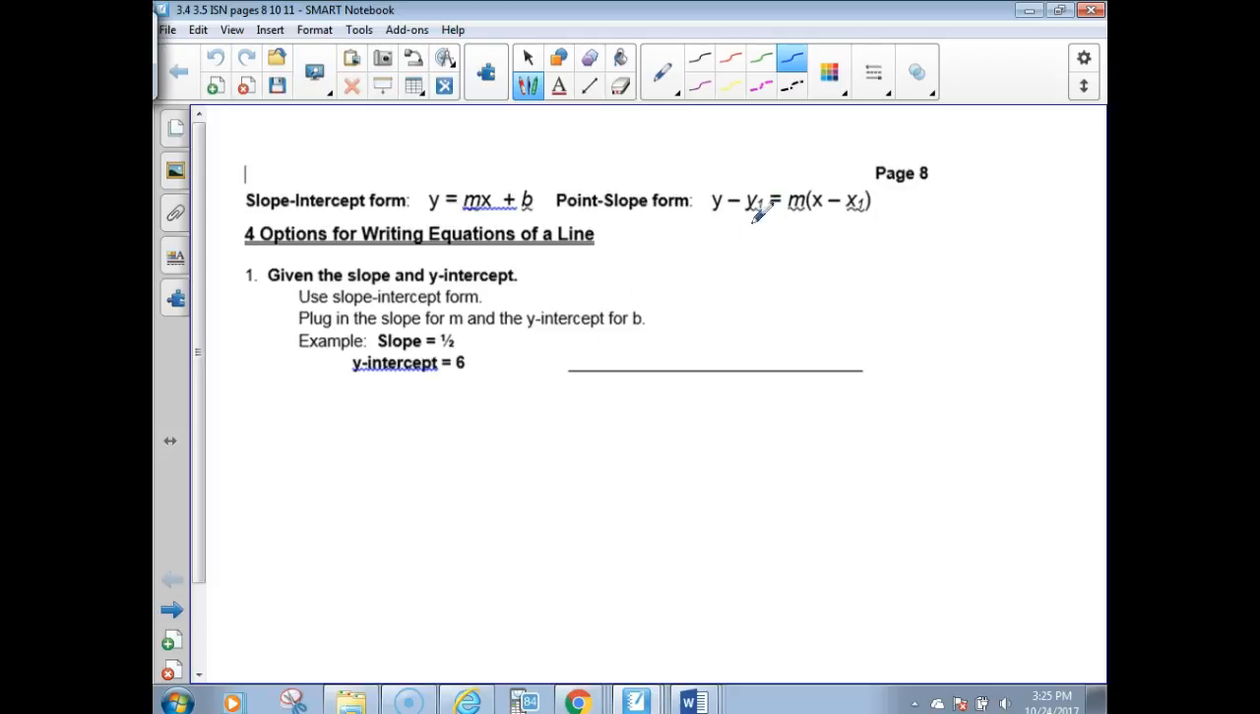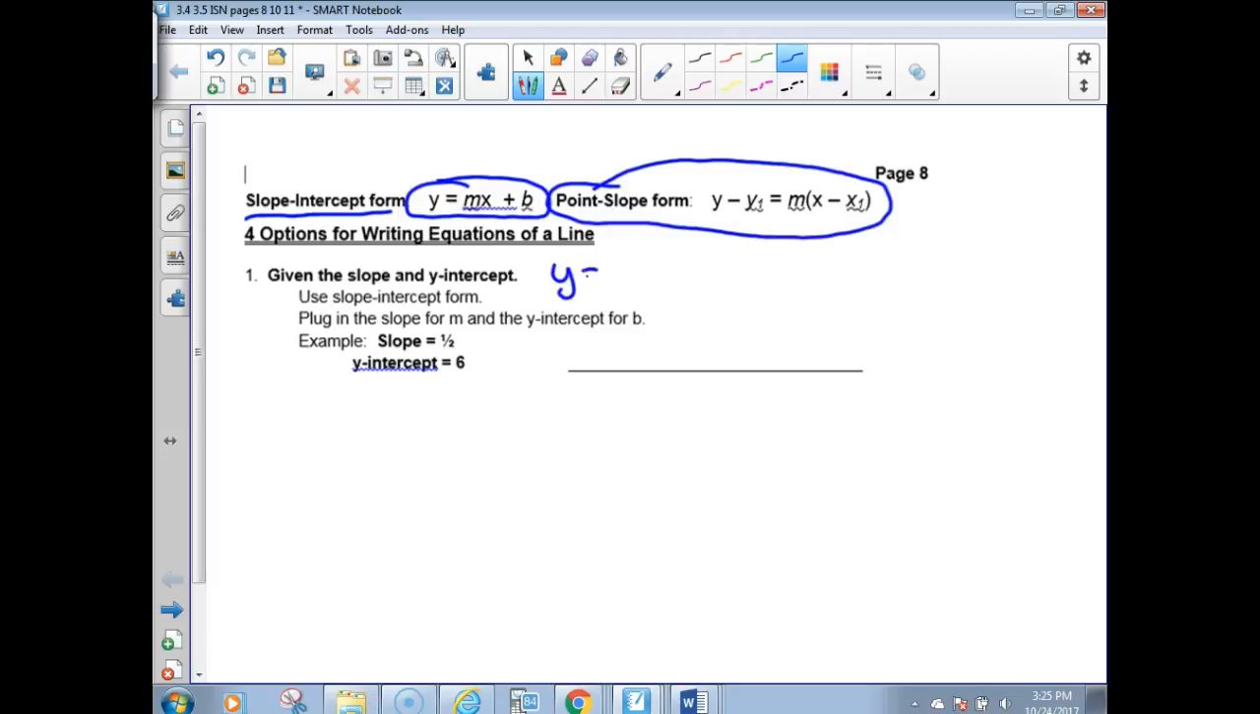Our 4 options. One is point slope form. You're going to want to know what that means. And our y equals mx plus b, which is slope intercept. Want to know those words. Given the slope and the y-intercept, use slope-intercept form, which is, of course, y equals m times x plus b. You pop in the slope number of 1/2 for m, and you pop in the y-intercept, which is your b. That's your m and your b, so you write +6. Boom, done with the equation.